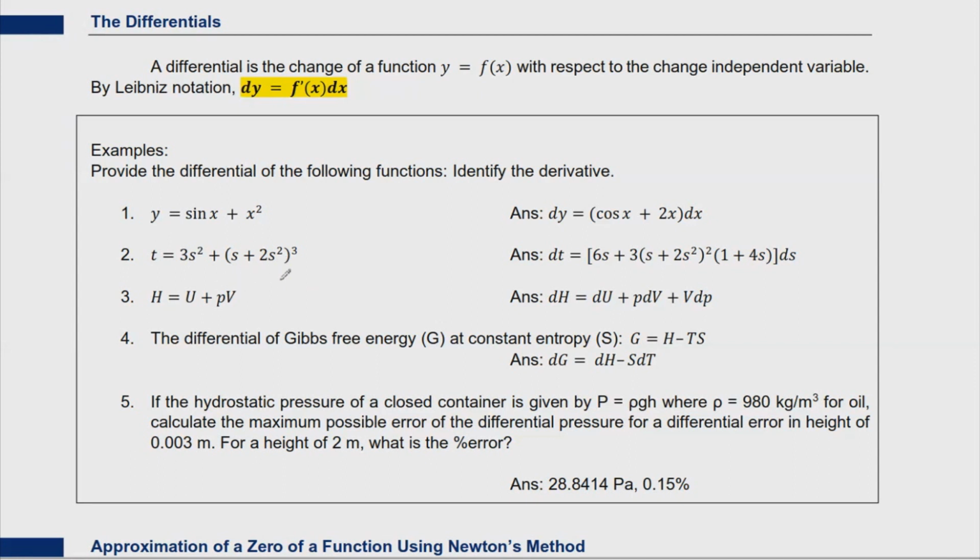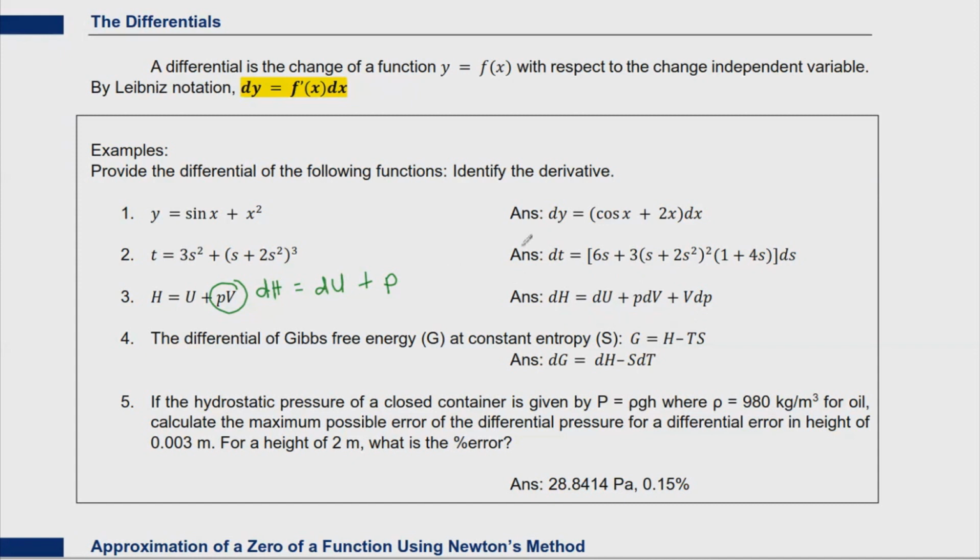So what we have is dH, and then the derivative of u is 1 times du, so that's du. And then PV, they are different, so we just have to apply something like product rule. So we have plus P, and then the derivative of V is 1 times dV, so that's dV. And then we have plus V, and then the derivative of P is 1 times dP, so that's dP. Okay, that's why the answer here is something like this.